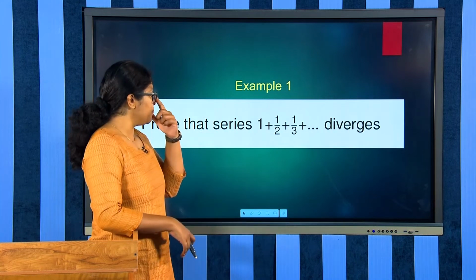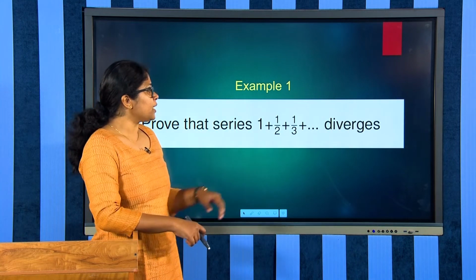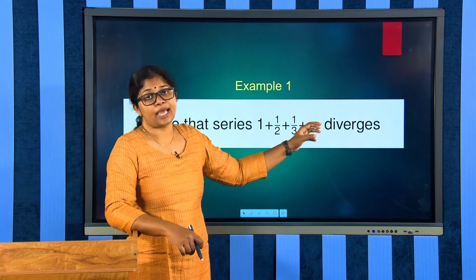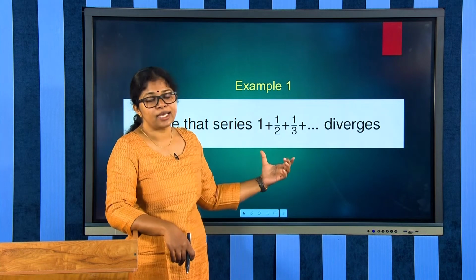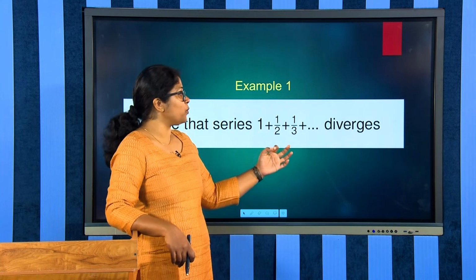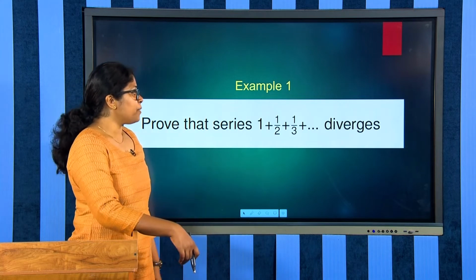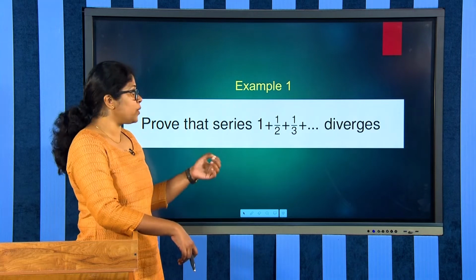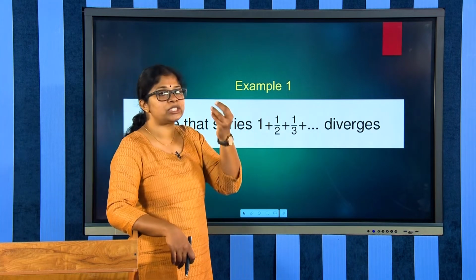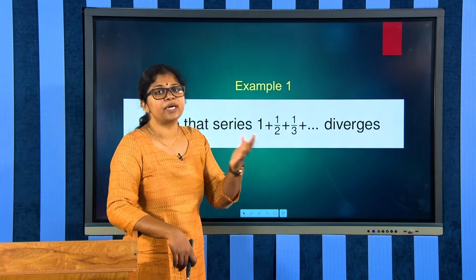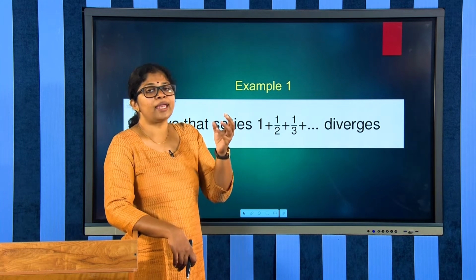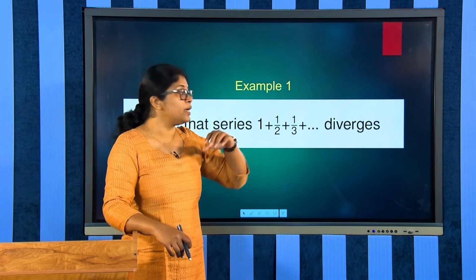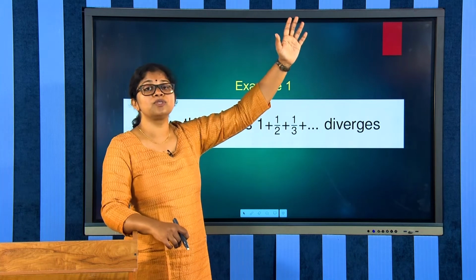As an example, we can prove that the series 1 plus 1 upon 2 plus 1 upon 3 plus etc. diverges. This is a very important series which every one of you has to keep in mind, because at a glance it gives you the impression that we are adding only fractional numbers to 1. So, how can fractional numbers added to 1 be so large that the sum of the terms of the series diverges, goes to infinity?